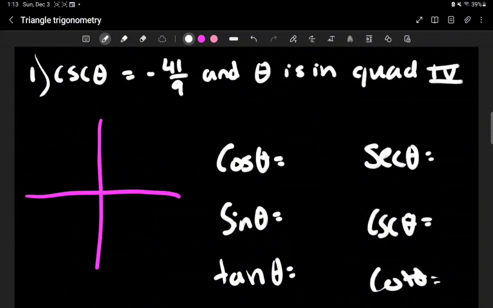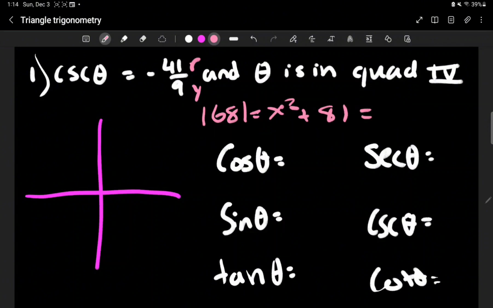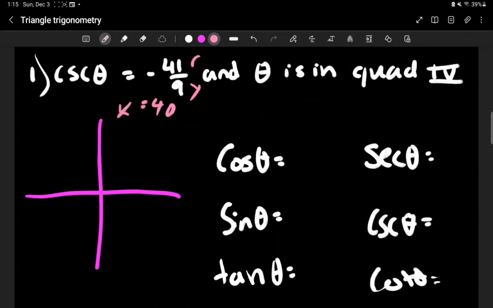All right, so our next problem may look a little bit different, maybe slightly harder, but really it's kind of the same thing. You just have to remember that cosecant is r over y. So this is going to be our r value and this is going to be our y value. So what we're really looking for is our x. So x is going to equal 40. So now let's just plug in our values into the trig function.